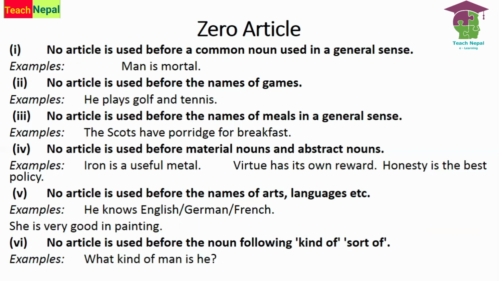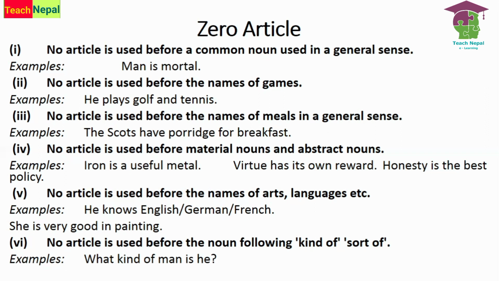No article is used before material nouns and abstract nouns. Iron is a useful metal, right? We don't say an iron. Virtue has its own reward. Honesty is the best policy, right? We don't say a virtue or an honesty. No article is used before the names of arts and languages, right? English. We don't say an English or the English.